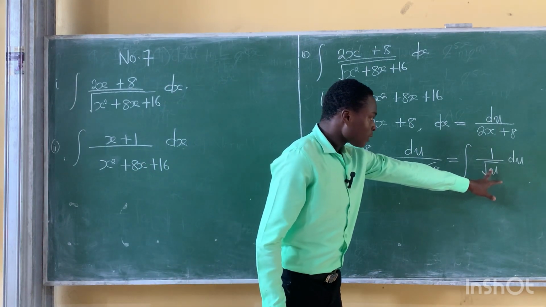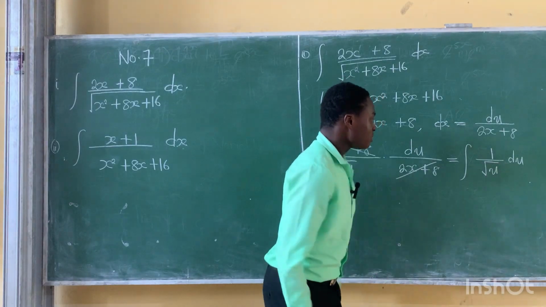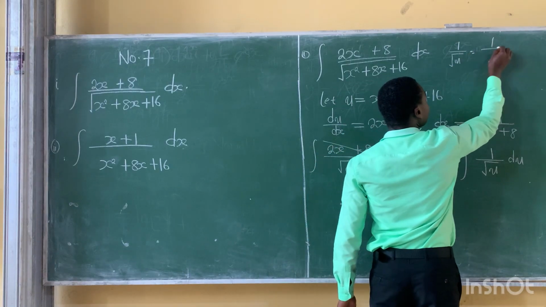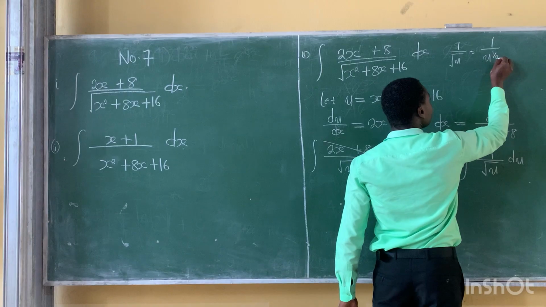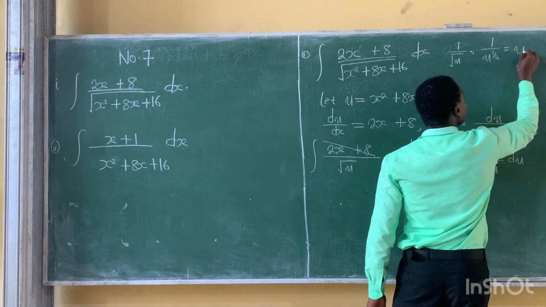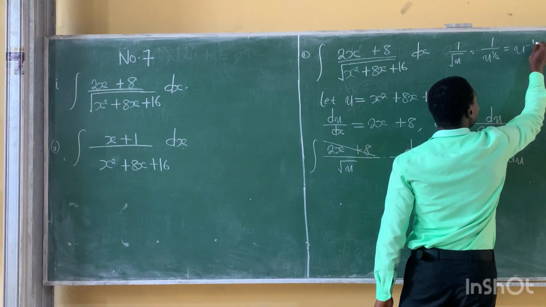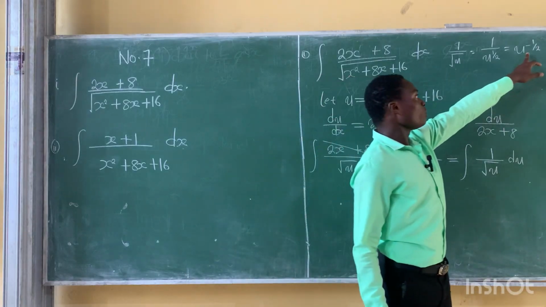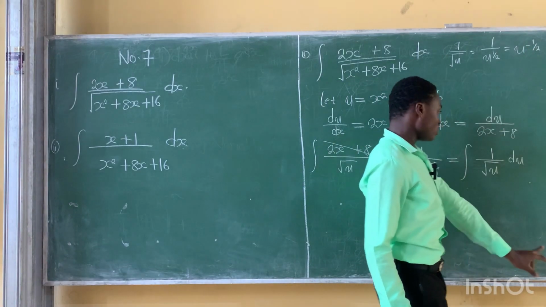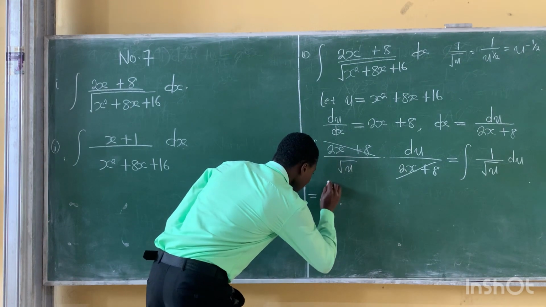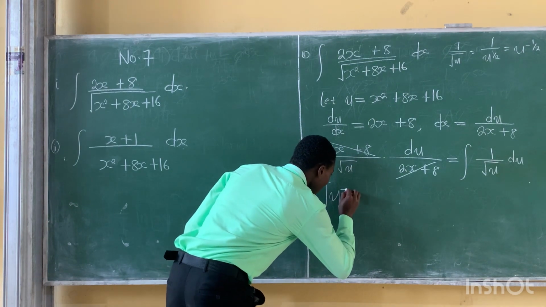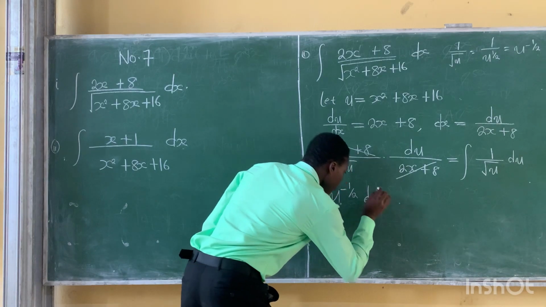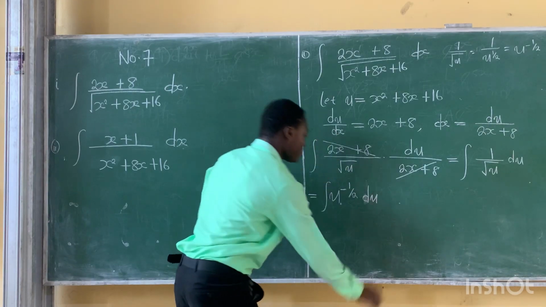But we know that 1 over the square root of u is the same thing as saying 1 over u to the power of 1 over 2, which is the same thing as saying u to the power of minus 1 over 2. So in place of 1 over square root u, we are going to replace it with u to the power of minus 1 over 2. So it means that we are going to have the integral of u to the power minus 1 over 2 with respect to u.